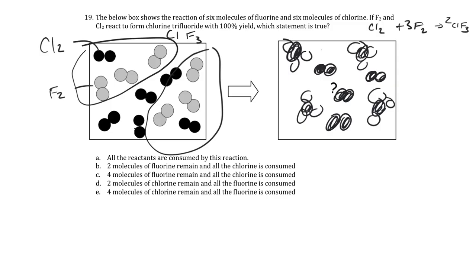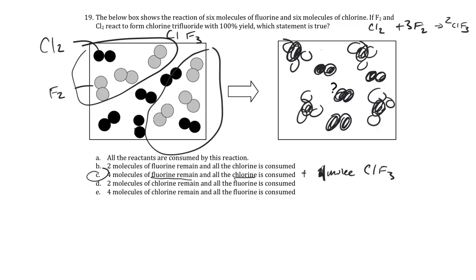And so we have 2 molecules of, we have 4 fluorines that remain. All the chlorine has been consumed when that reaction completes. And we form 4 molecules of ClF3.